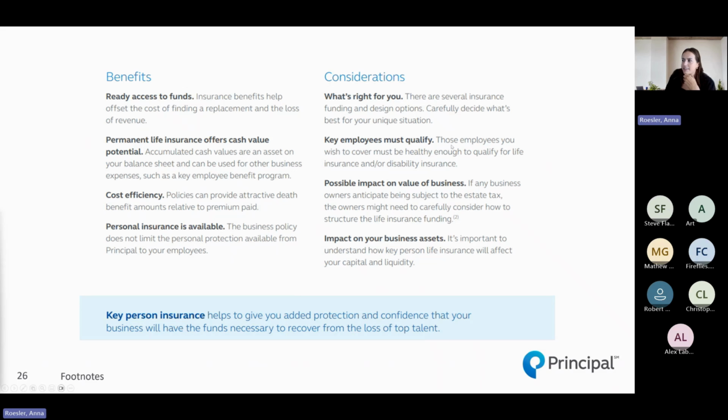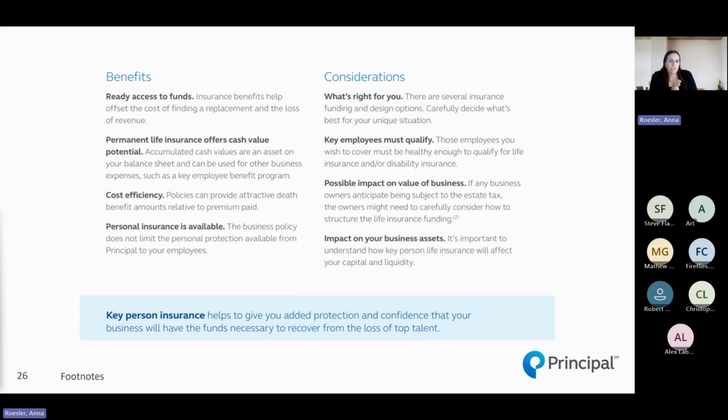And then things to consider with these kinds of plans. There's several funding and design options like I was discussing. So you want to be careful in deciding what's best for their situation, for their business type, or how established the business is, the size of the business. There's so many different factors to consider.